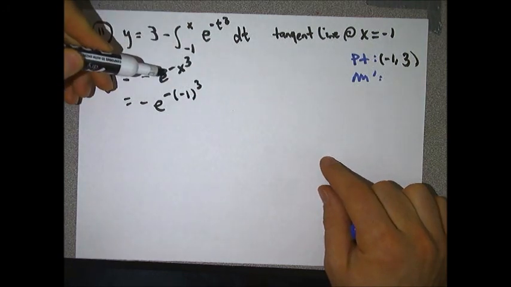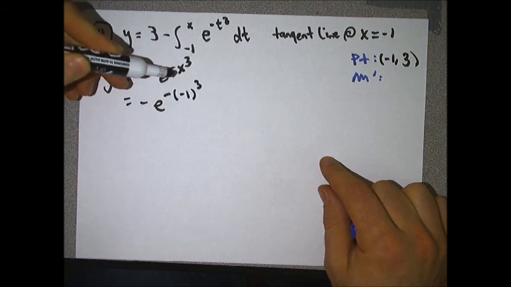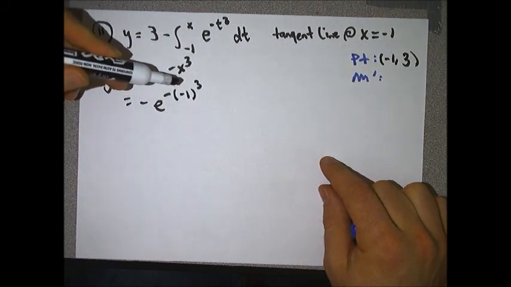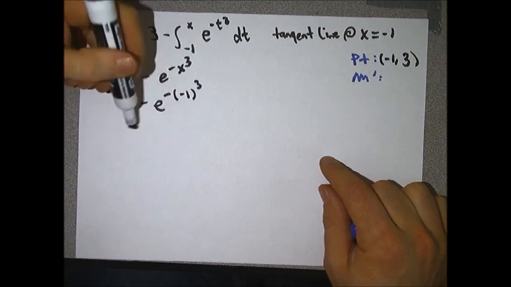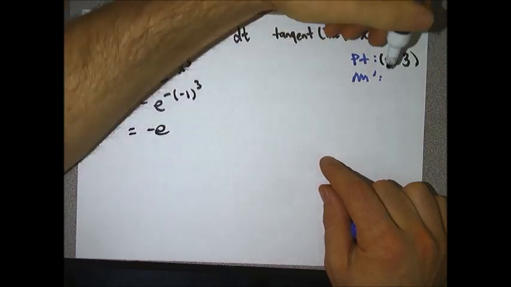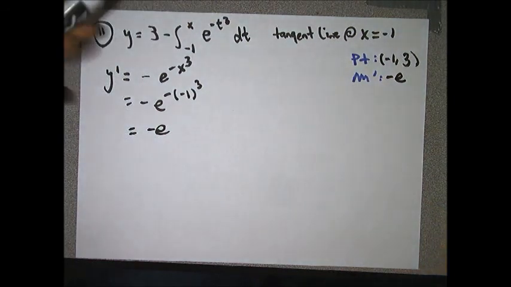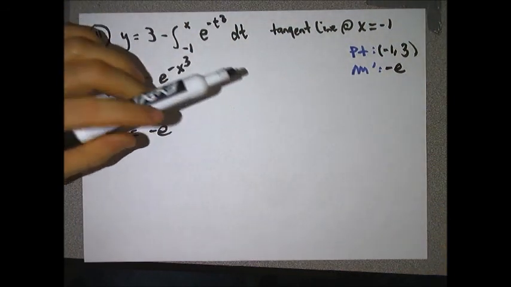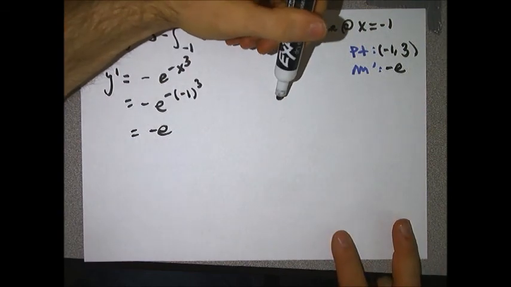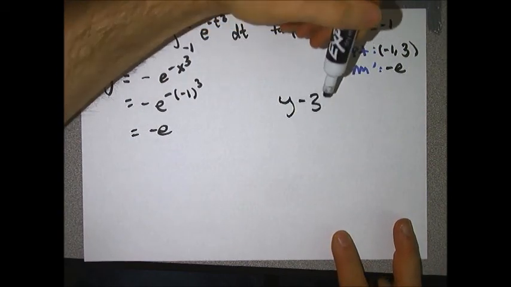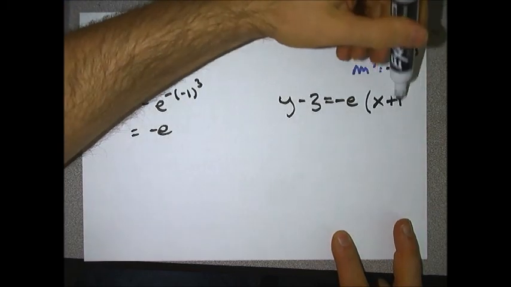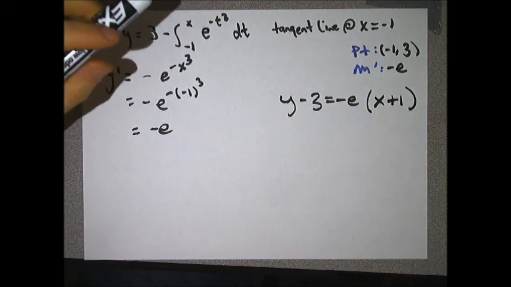Notice this negative is already out there. And then I plug in negative 1. Negative 1 to the third is negative 1, but then another negative makes that positive, so it's just negative e. M prime is negative e. That's really, really, really tricky. There's a lot of symbols there. Now you have a point, now you have a slope. The rest is easy. Y minus y1 is equal to m times x minus negative 1, minus minus is a plus, and that gives you choice B.